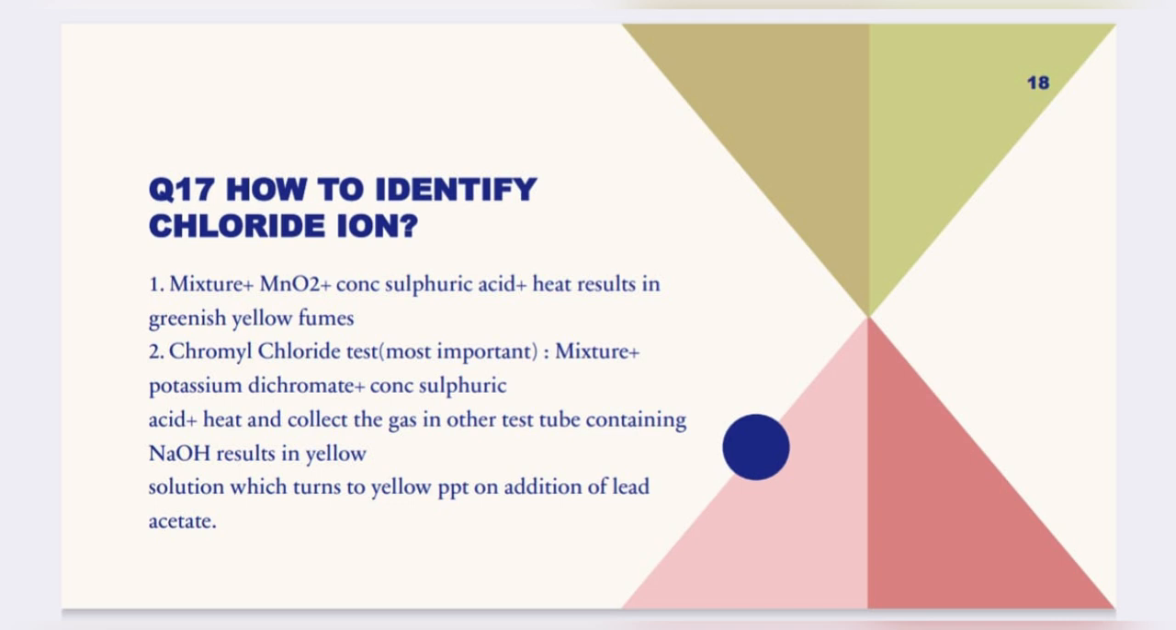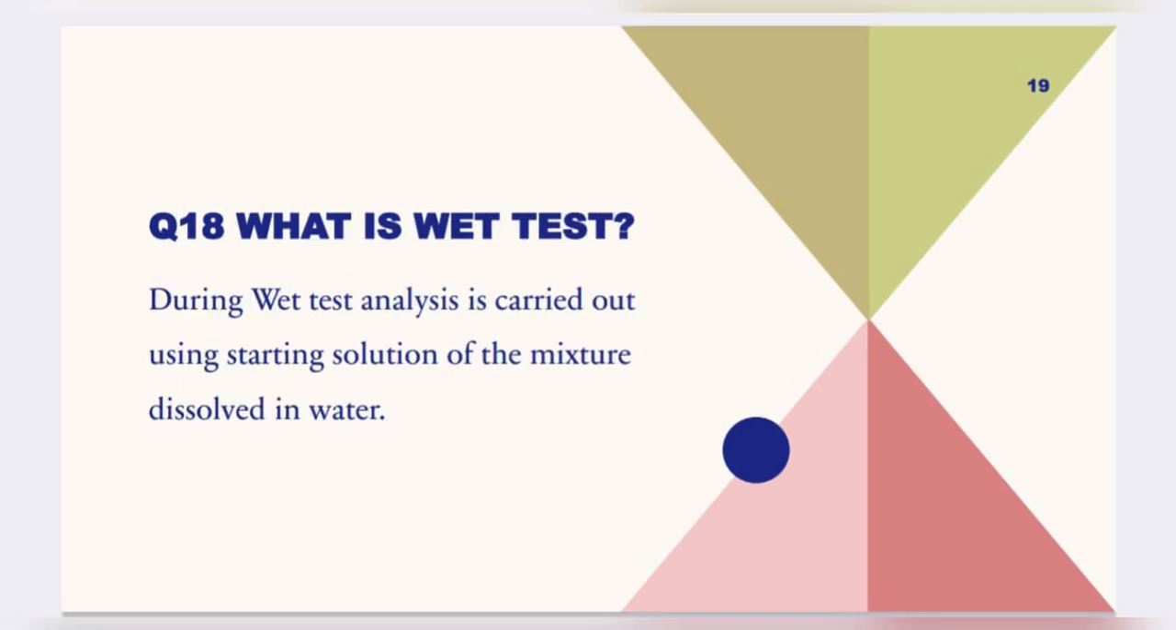Next question, question number 18. What is a wet test? During a wet test, analysis is carried out using the starting solution of the mixture dissolved in water. In a dry test, my dear friends, we directly take the mixture and then treat it with the various reagents. But here what we do is, we first of all dissolve the mixture in water. It results in the formation of a solution, and then that solution is treated with the various reagents. And that is the difference between a dry test and a wet test.